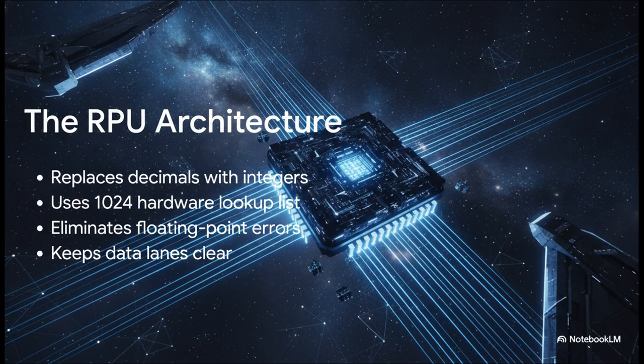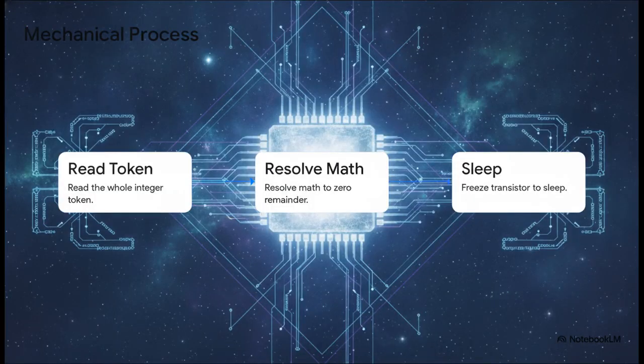The RPU replaces the decimal bus entirely with those whole integers, utilizing a dynamic hardware lookup list of 1,024 core fractional relationships. The moment it sees a fraction, it snaps those repeating decimals to exact fixed ratios. This totally eliminates floating point rounding errors and keeps internal memory lanes completely clear of that trailing digital debris. Mechanically, the process is just beautiful in its efficiency.